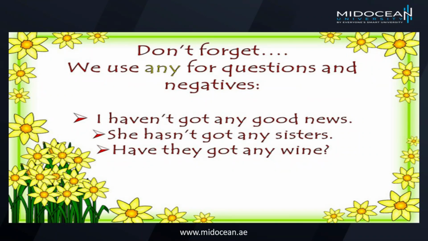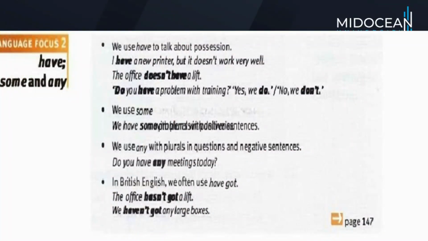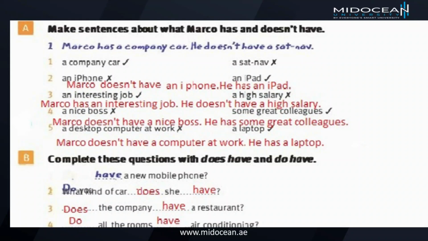We use any for questions and negatives. Example: I haven't got any good news. She hasn't got any sister. And we use have to talk about possession. Example: I have a new printer, but it doesn't work very well. The office doesn't have a lift. Another example: do you have a problem with training? Yes, we do, or no, we don't.